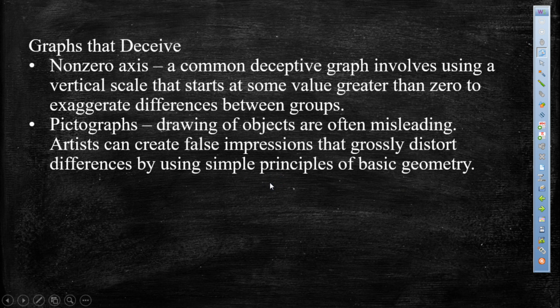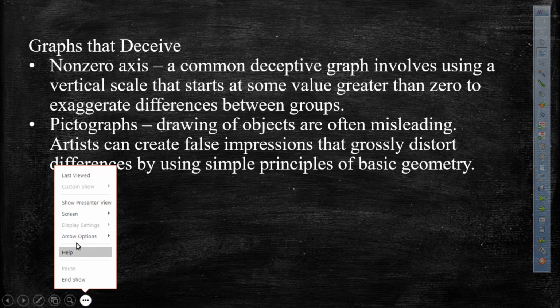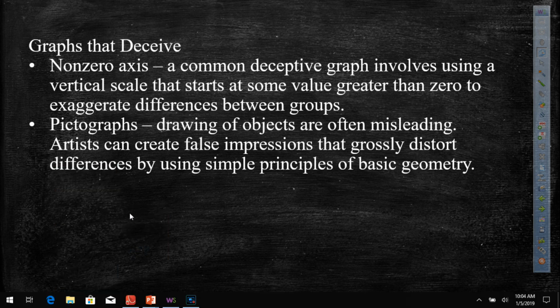Graphs that deceive: non-zero axis. A common deceptive graph involves using a vertical scale that starts at some value greater than 0 to exaggerate the differences between groups. Pictographs, drawings of objects, are often misleading. Artists can create false impressions that grossly distort differences by using simple principles of basic geometry. And we'll see some examples of that in class. Okay?